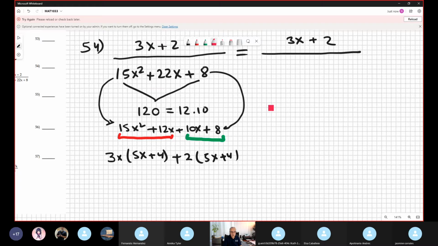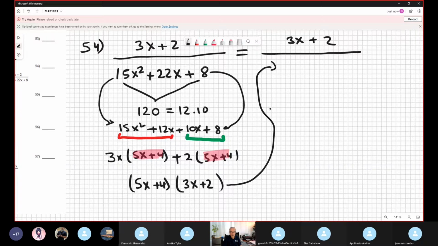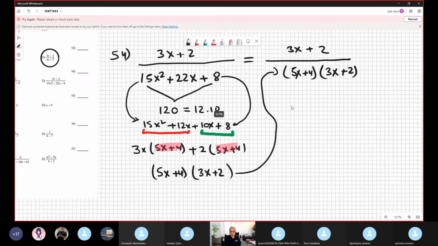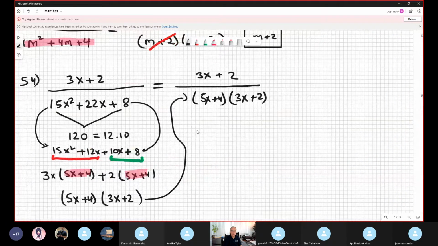Because at this moment I see that this and this are the same. Again, we have 3x plus 2. Then just copy that one here: 5x plus 4 multiplied by 3x plus 2. And you see, wow, look at that. This is canceled. This is canceled.